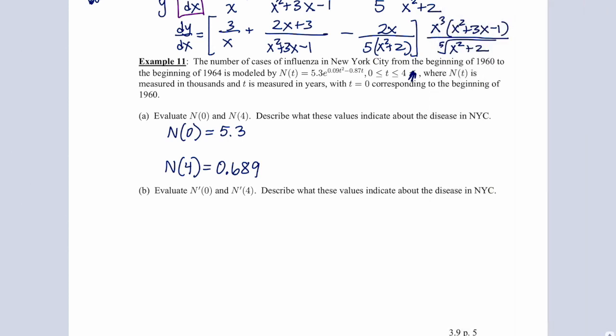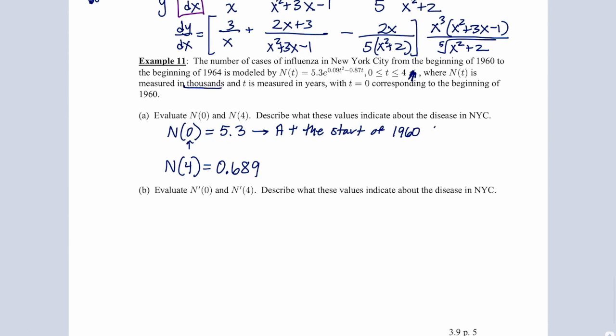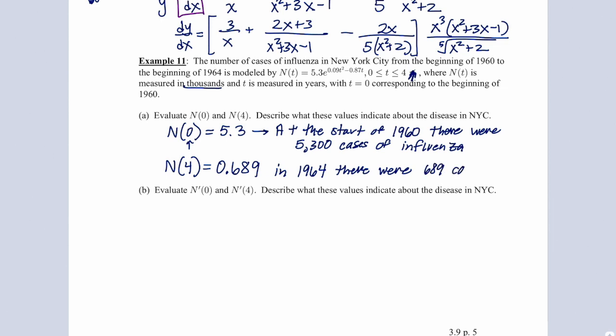So if you think about these values, it said N of t is measured in thousands. So this tells us when t equals 0, so at the beginning of 1960, about 5.3 thousand people had influenza. So we'll say 5,300 cases of influenza. And in 1964, at the beginning of 1964, there were 0.689 thousand, so that would just be 689 cases of influenza.